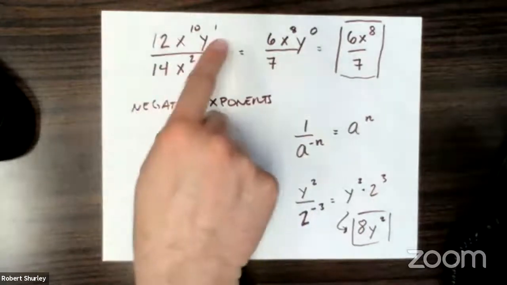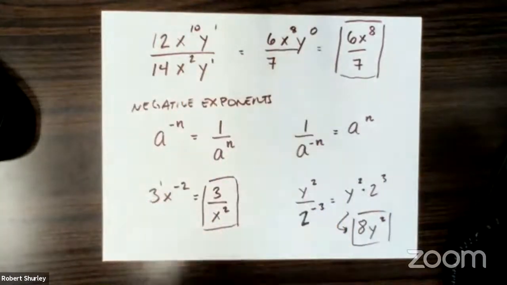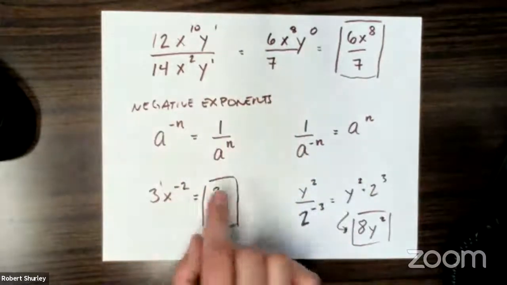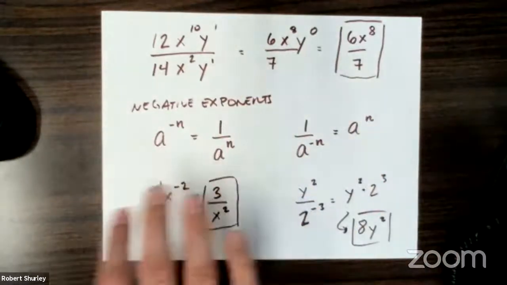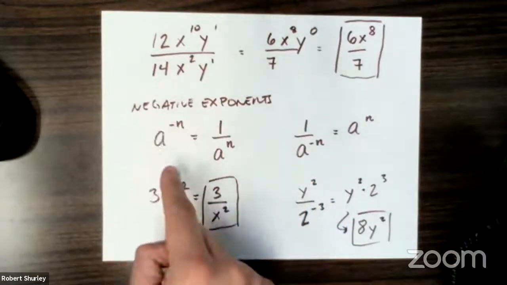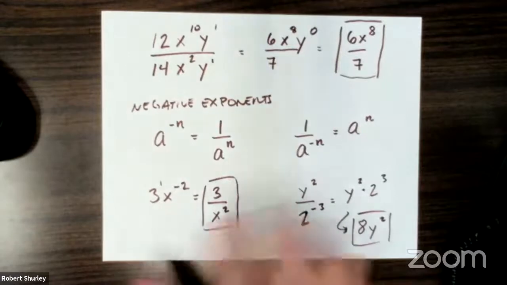The quotient rule, which we did right here: if you divide, just subtract the exponents. And then finally, the negative exponent rule says, look, if we wind up with a negative, you just have to move it about the fraction. Move it down and it becomes positive. So if we stick to those rules, it's fine.